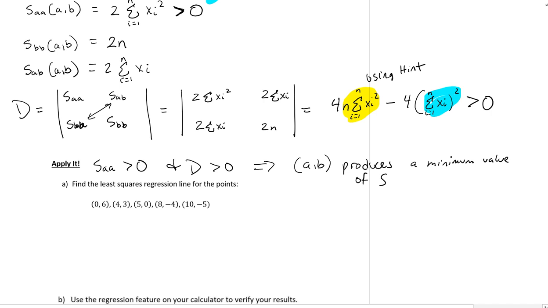So from here, I'm going to do a full problem. We're going to take a look at the calculator to see the regression. We're going to look at Desmos to see a graph, and then I'm going to share with you what you are responsible for doing after.